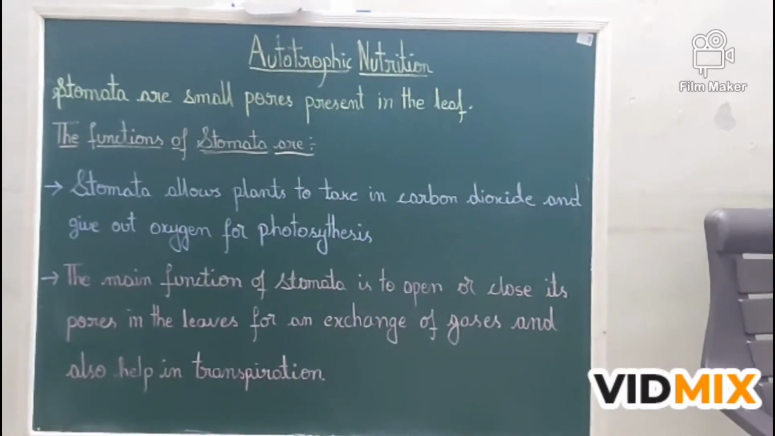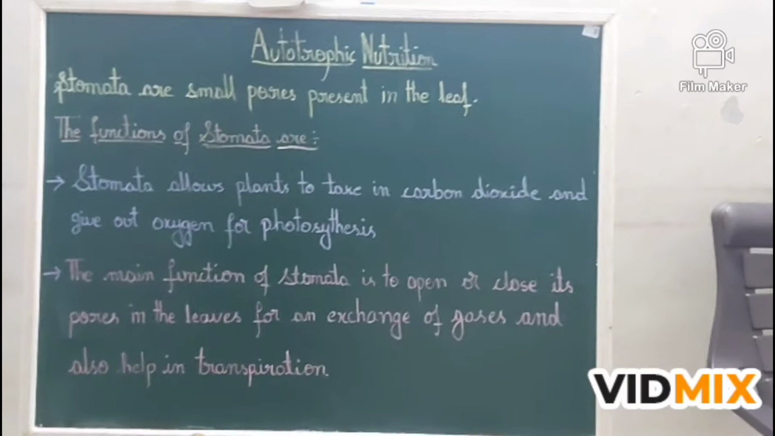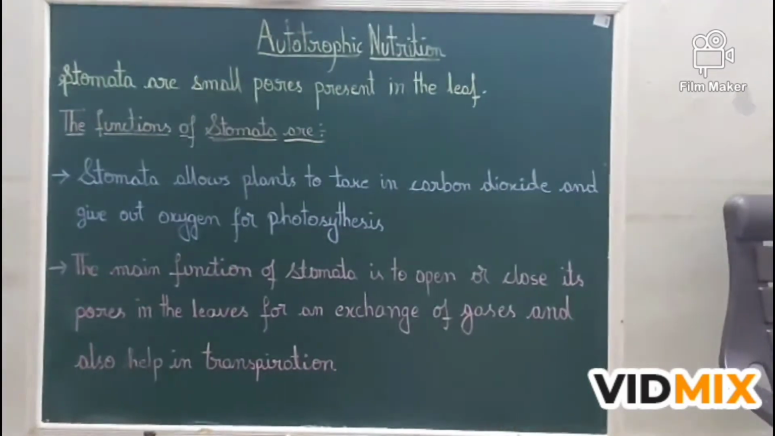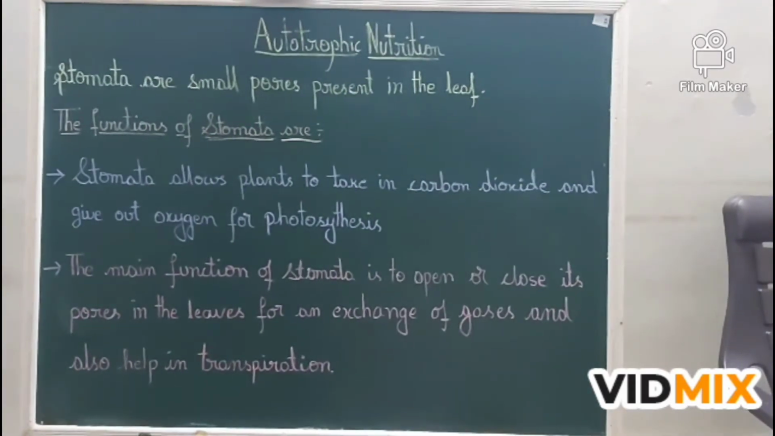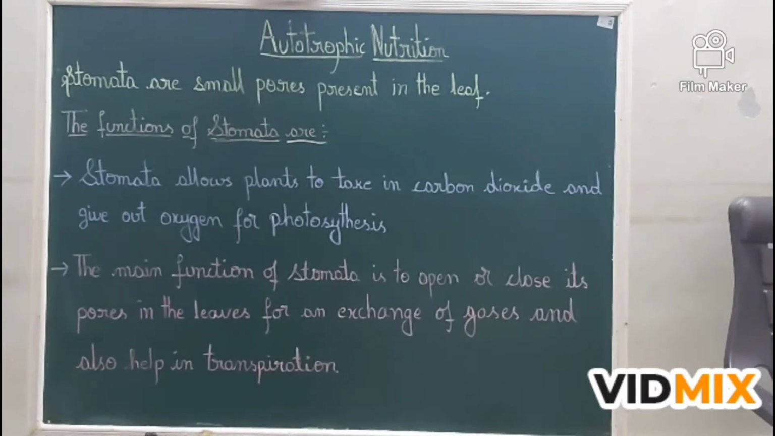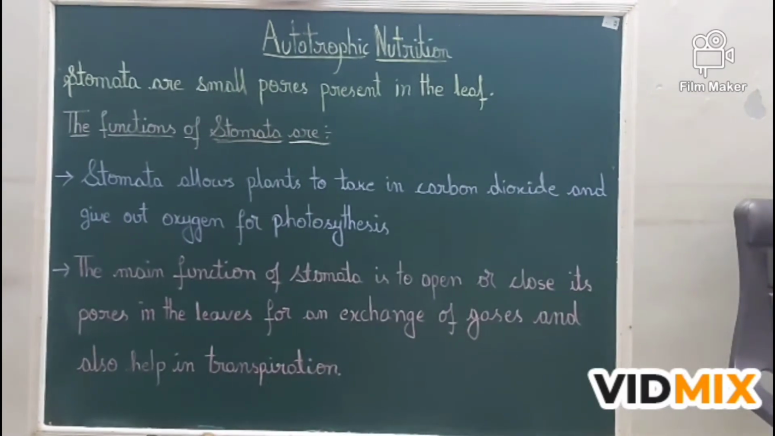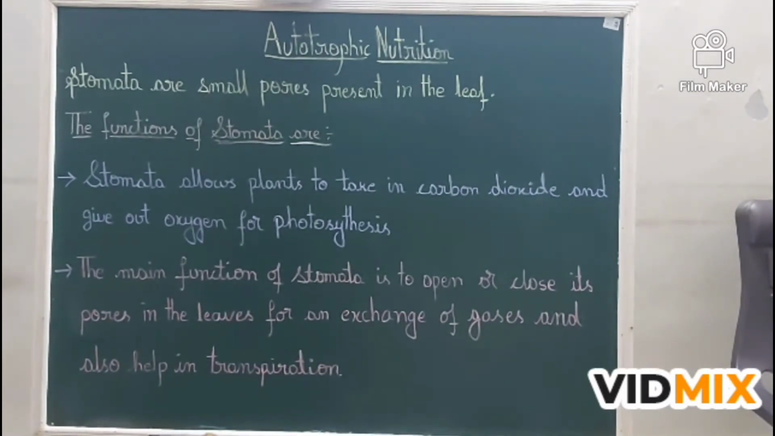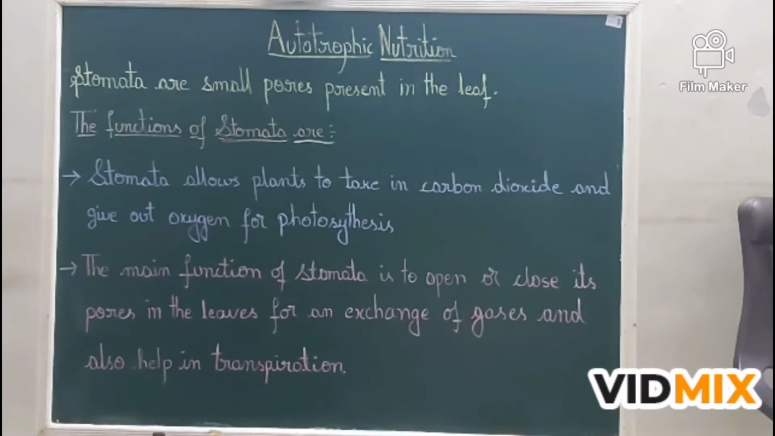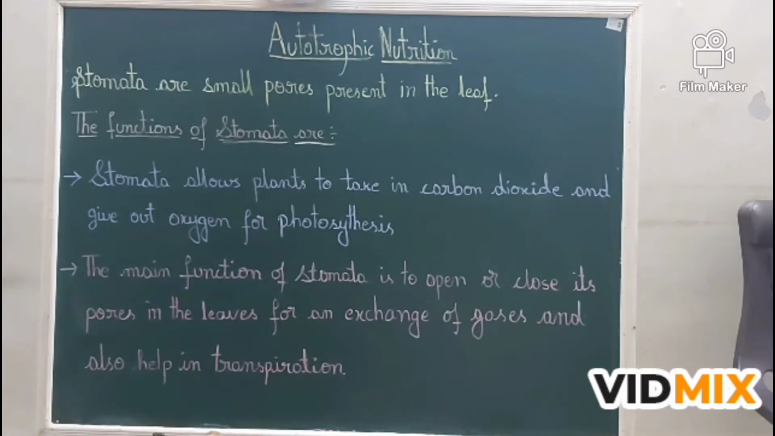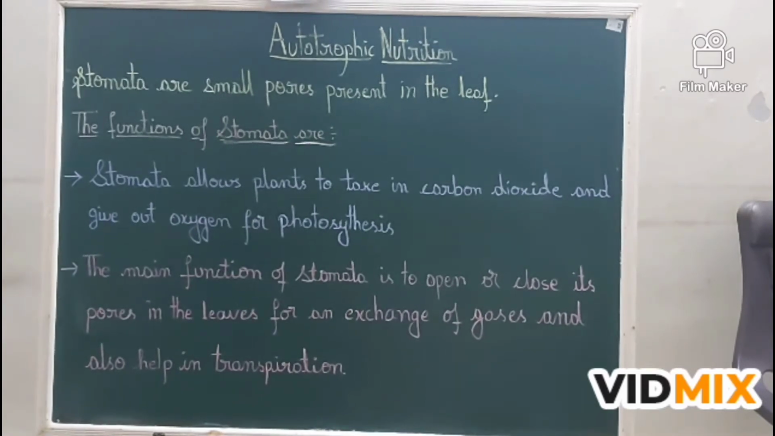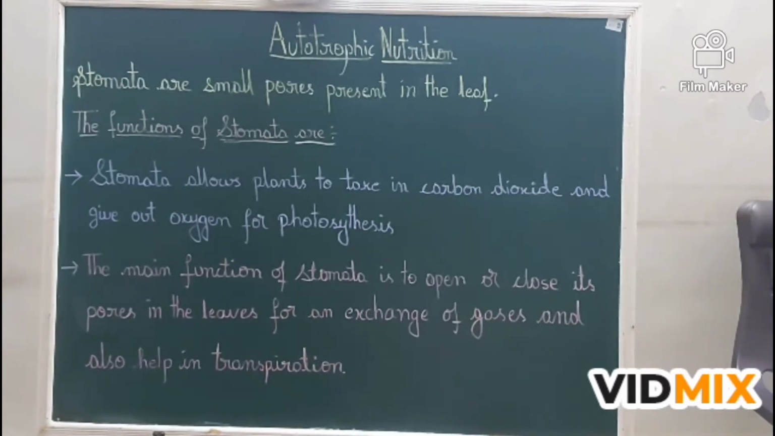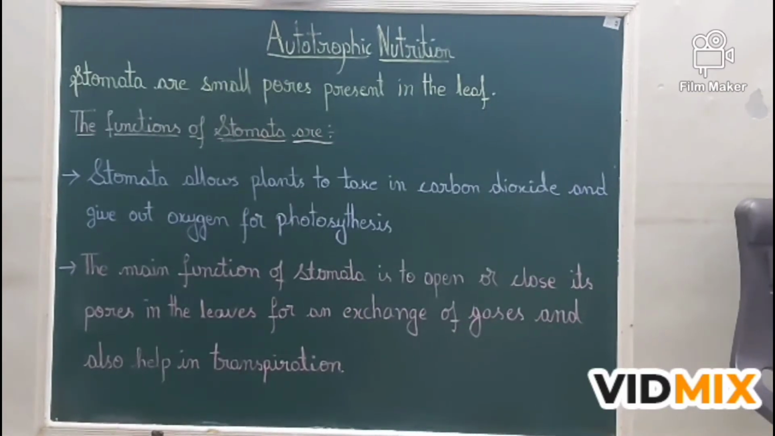Stomata are small pores present in the leaf. The functions of stomata are: stomata allow the plant to take in carbon dioxide and give out oxygen for photosynthesis. The main function of stomata is to open or close its pores in the leaves for an exchange of gases and also help in transpiration. Transpiration means the loss of water from the surface of leaves in the form of water vapor.